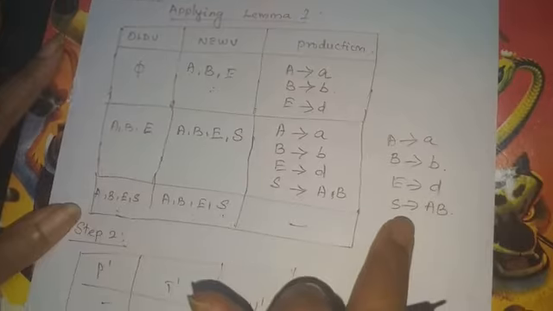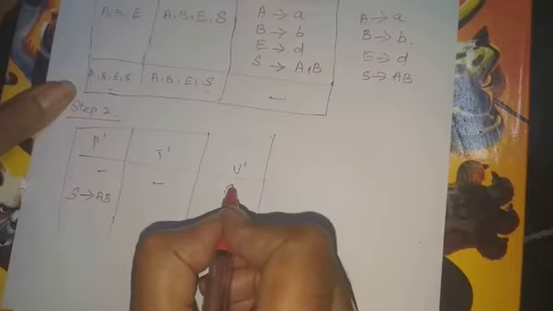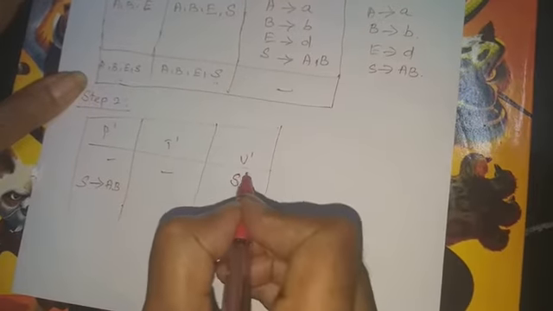So the corresponding production for S I have to write. What is the corresponding production for S? What you got in the first step, that I have to write. So that is S implies AB. I'll repeat. First what you have to do, you have to add S in V dash. Then the corresponding production you have to write in P dash.